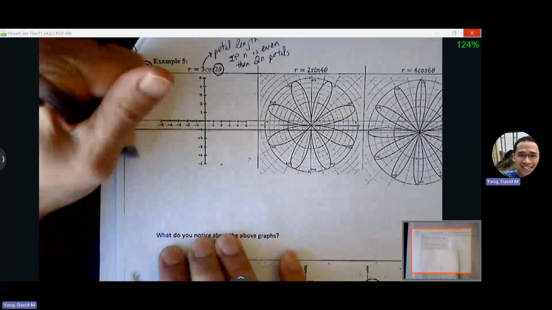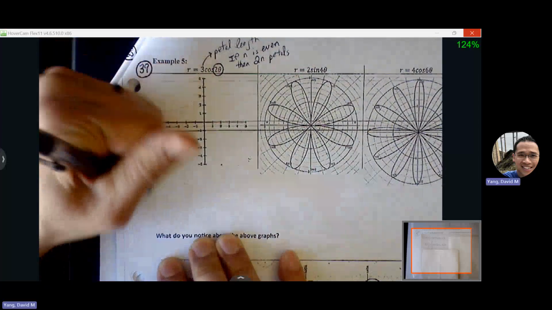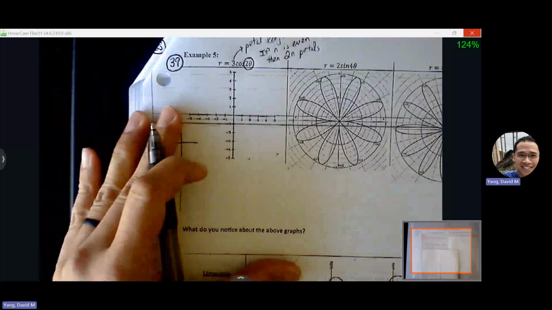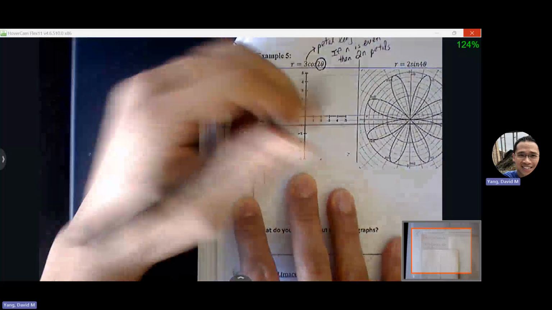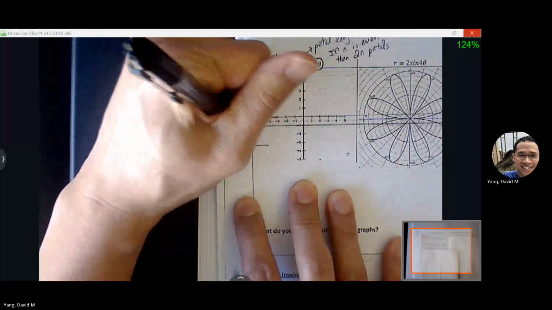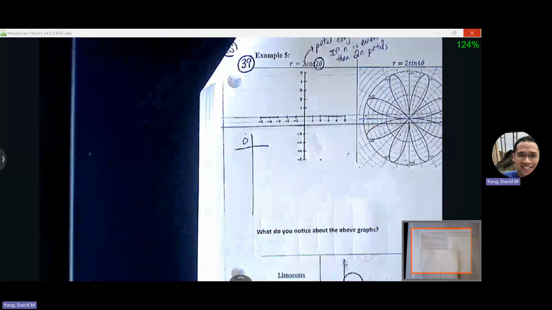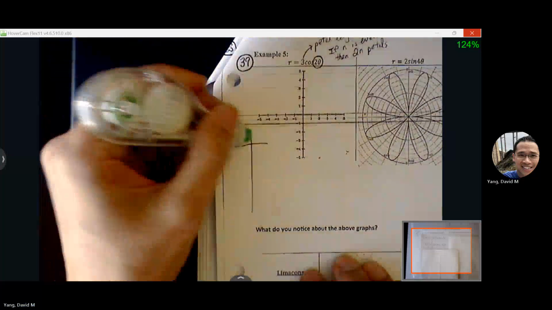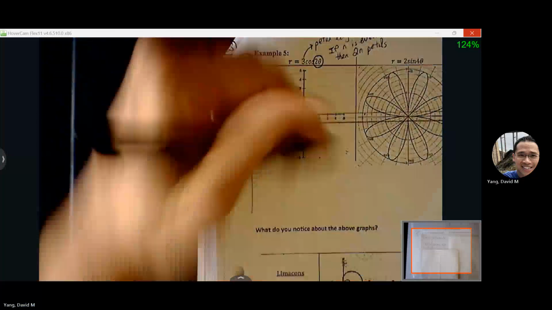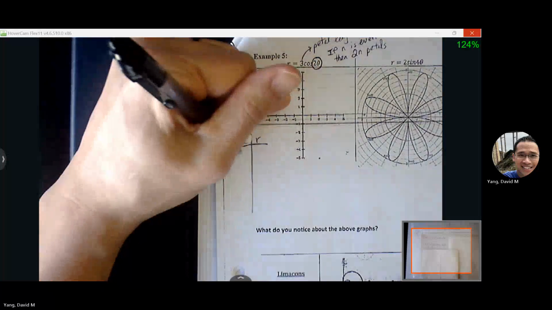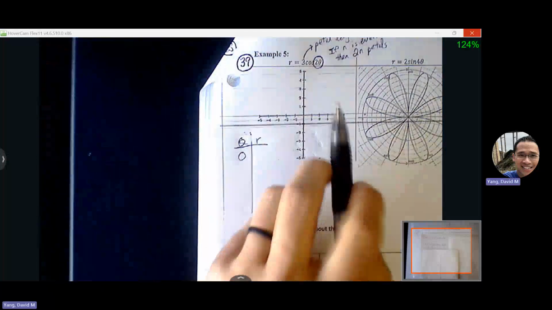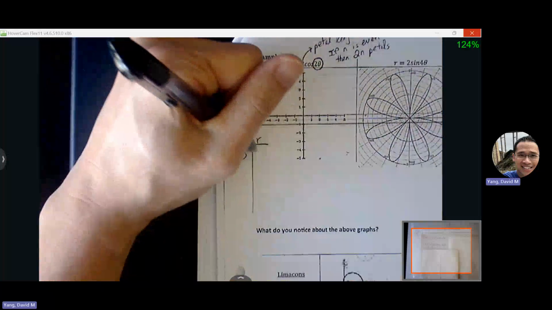Okay, so I want to show you why it's doubling the number of petals here. Sorry, r equals 3 cosine of 2 theta. Let's start at 0. If I plug in 0, cosine of 0 is 1. 1 times 3 is 3. Okay.